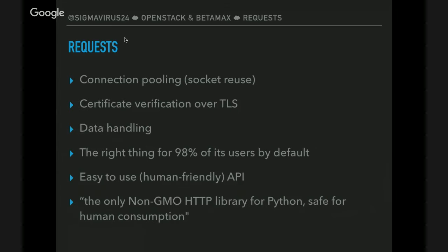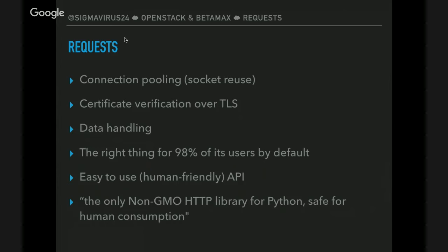So requests provides a number of benefits. Connection pooling is one. That's probably the biggest reason for using requests for anyone. And what that means is that it reuses sockets. This is important because on pretty much every system, creating a socket can be expensive. And so when you reuse those sockets at the same server, your client will actually be faster.